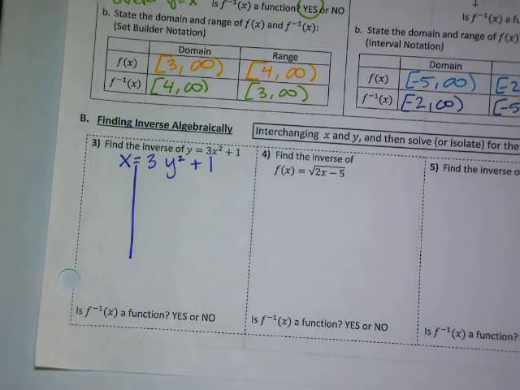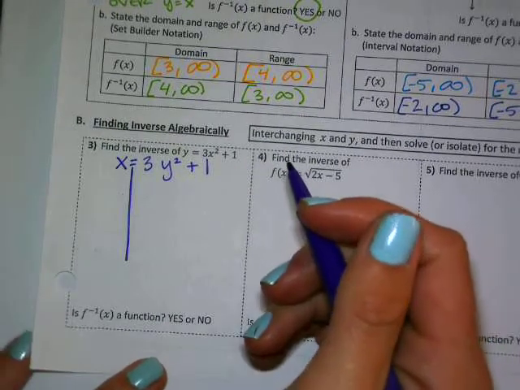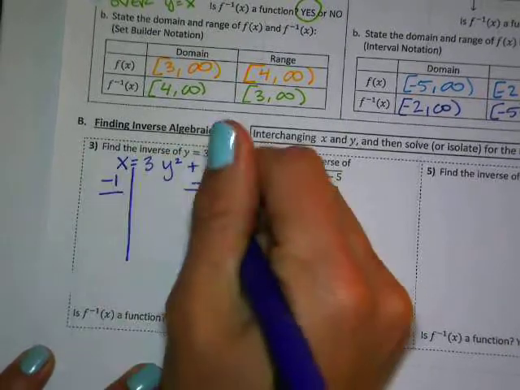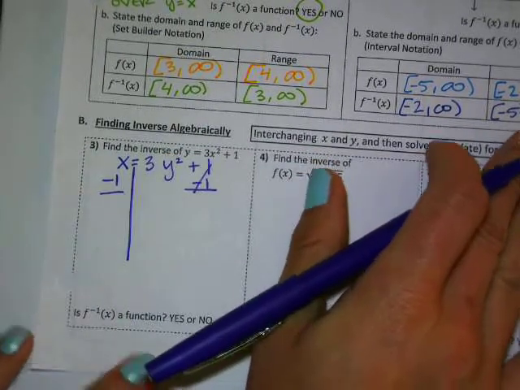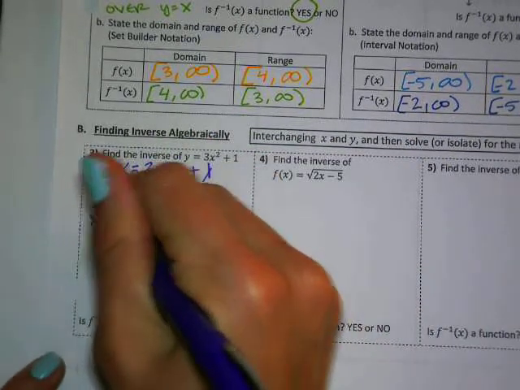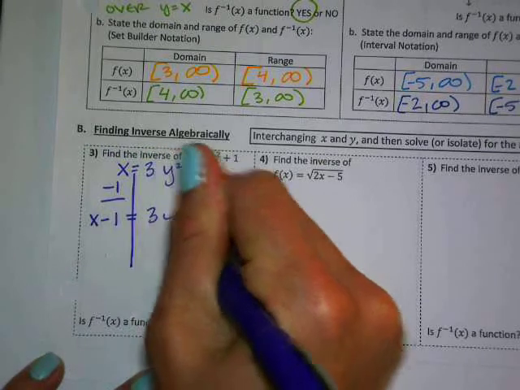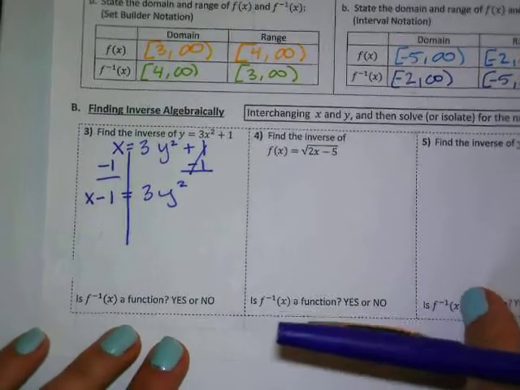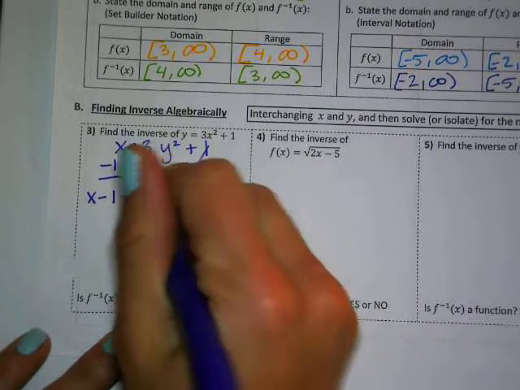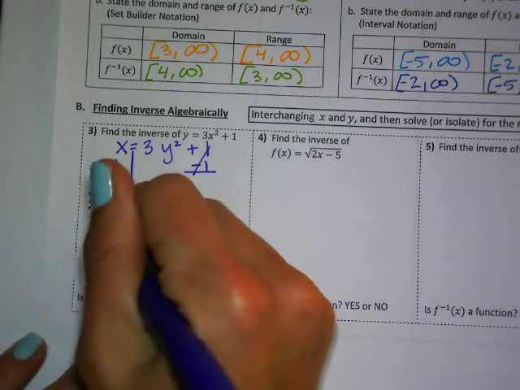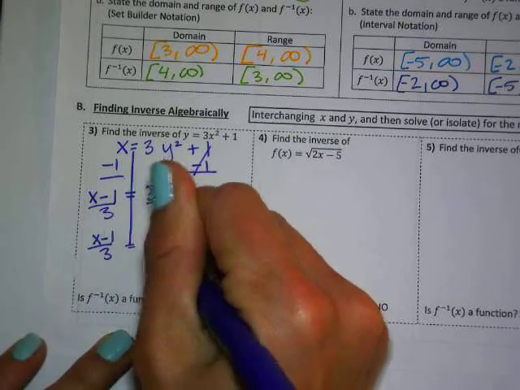All right, so we're going to reverse PEMDAS. What are we adding or subtracting? The 1. So we're going to get rid of that first. Here you can't combine the x and the 1, so you just write it as x minus 1 equals 3y squared. Then what do we do? Divide by 3. Good. Multiply or divide. So you get x minus 1 over 3. And then what?